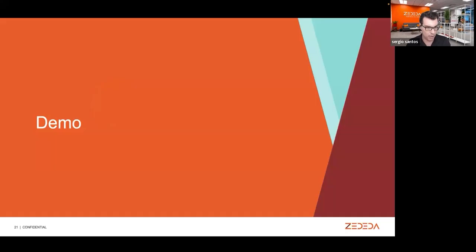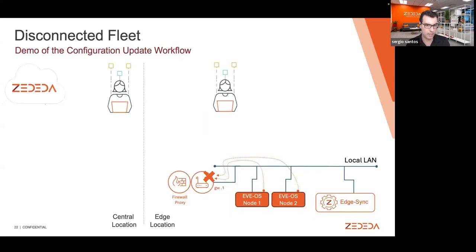So the next is essentially to guide you through a demo of this disconnected use case, a disconnected fleet. In this case, I have a simple fleet of 2 devices in my edge location, and I also have the EdgeSync already preloaded there in that location. So you see on the bottom right corner of the slide, 2 nodes, node 1 and node 2, and you also have the EdgeSync. All 3 of these elements are connected to a local LAN segment.